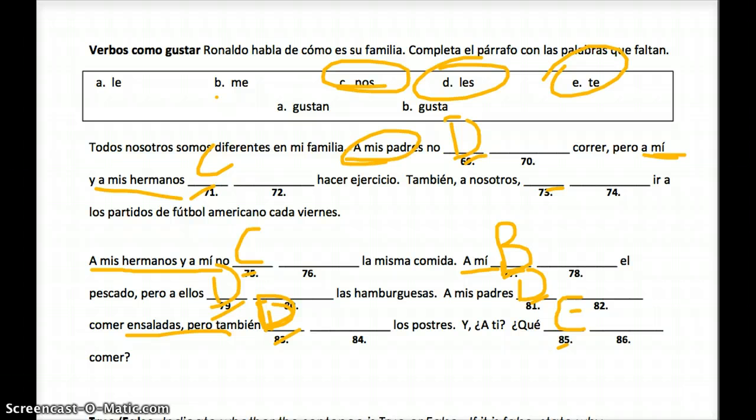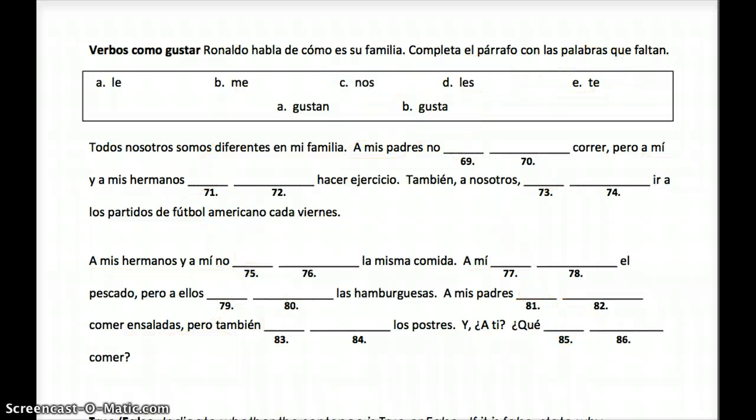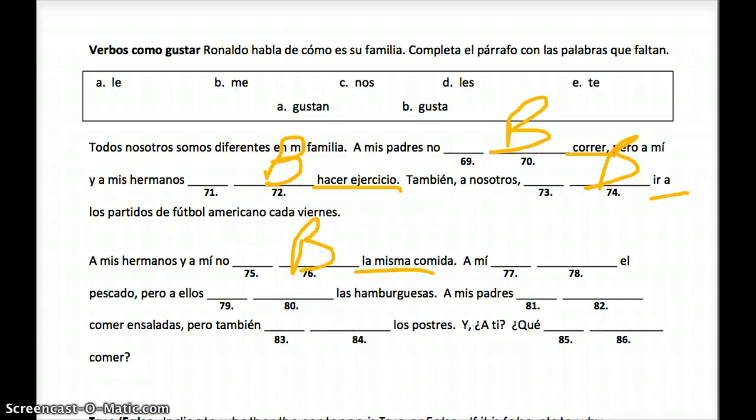All right. Now I'm going to go back in and I'm going to fill out the second part. So what is it that so-and-so likes to do? Correr. That is an infinitive, so it's going to be gusta. This one, infinitive, gusta. This one, infinitive, gusta. If you're bored right now, I'm so sorry. This one, singular, gusta. This one, el pescado, singular, gusta. This one, las hamburguesas, plural, gustan.